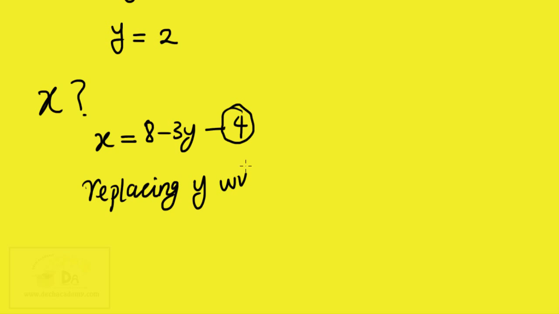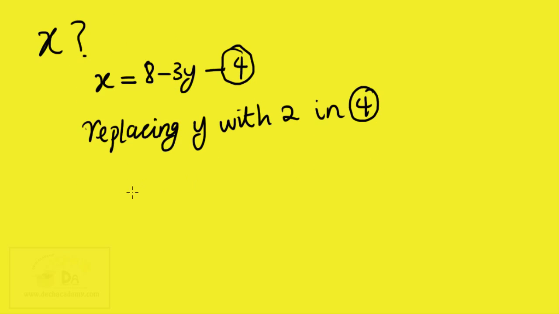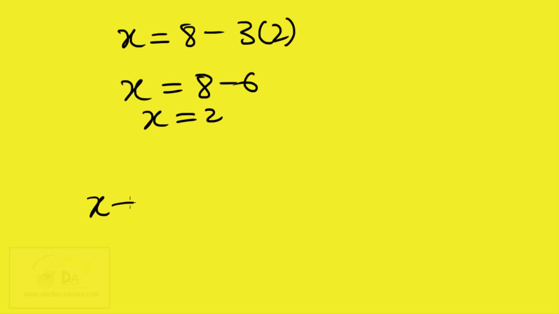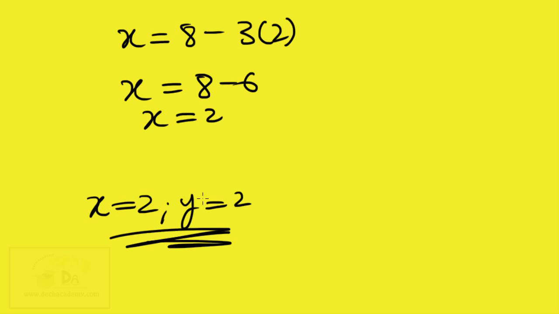Replacing y with 2 in equation 4 gives x equals 8 minus 3 times y, but y is now 2, which is x equals 8 minus 6, which is x equals 2. So our result is that x is equal to 2 and y is also equal to 2, and that's the result. Try substituting these values into the original equations and you find that both of the equations are satisfied.